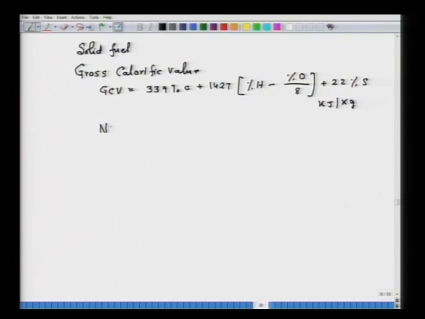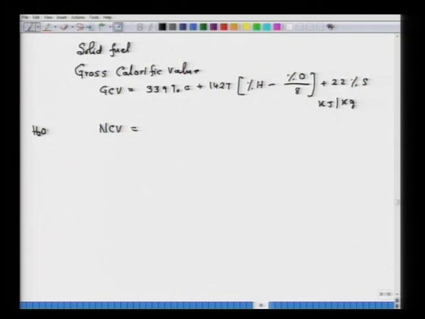Whereas in NCV, the state of H2O is vapor. So, in NCV the state of H2O is H2O vapor, whereas in GCV the state of H2O is H2O liquid. So, NCV is equal to GCV minus 24.44 times (9% H plus moisture), again in kilojoule per kg.